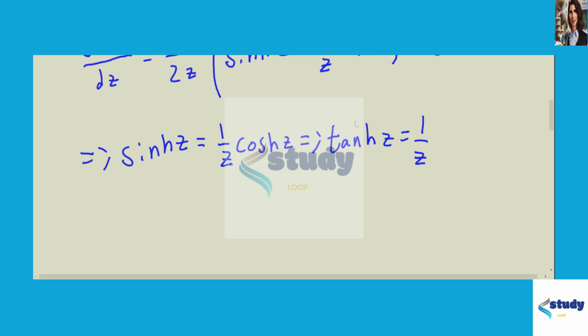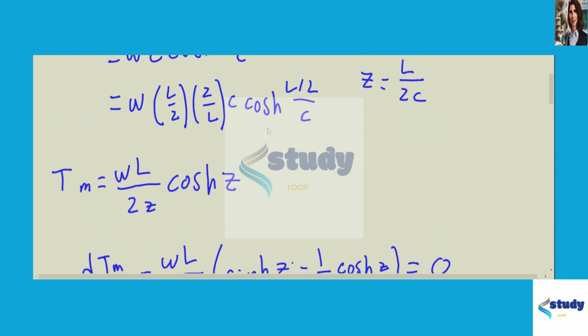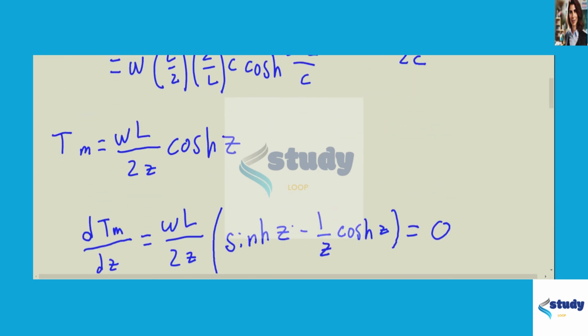And then we take this equation here and we can solve it for z. So solving for z, we'll find that z is equal to 1.1997. So we can take this value for z and we can plug it back in to this equation here.